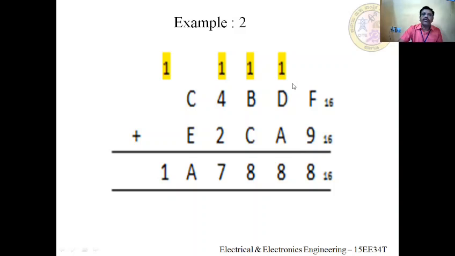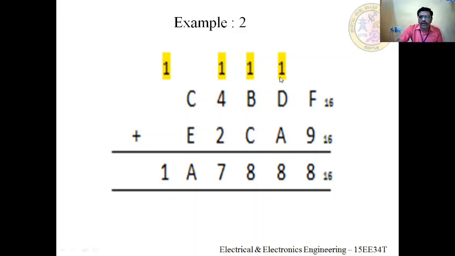In step number 2, we have to take the carry from step number 1. Can you tell me why we are sending the carry to the next higher bit? Because the sum of the two LSDs of both hexadecimal numbers is greater than 16. If that is the case, we have to send a carry after subtracting 16 from the sum.